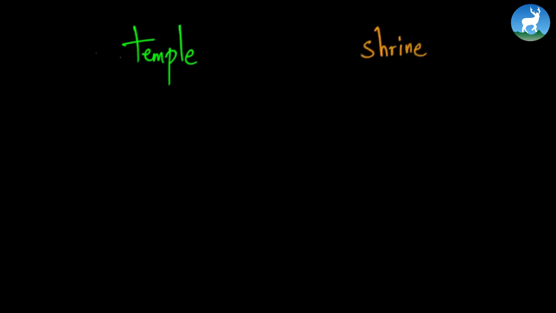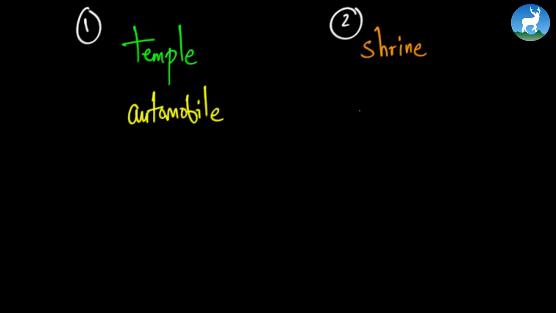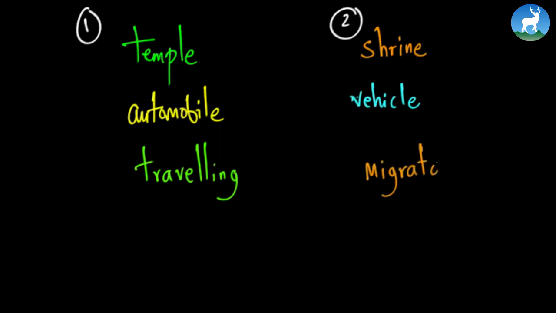So we've got the word temple and the close word to that is shrine, followed by another word which is automobile, and the similar word is vehicle. We have yet another word which is traveling, and the closest meaning, or let's say another word for that, is migratory. Moving onwards, we've got a word called current, and the synonymous word to that is now.